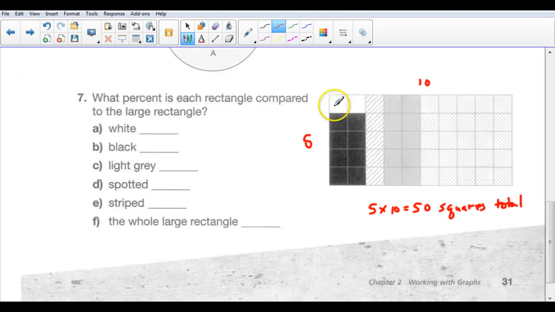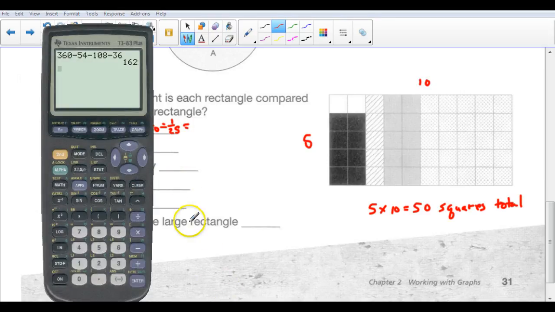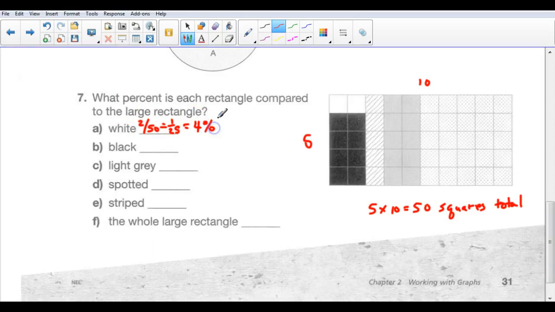So let's look for the white ones. Well, there's the white ones there. Out of 50, 2 are white. So we have 2 out of 50, which is the same as 1 out of 25 if we simplify the fraction. And if you want to know what percent that is, you just take 1 divided by 25. So we'll take our calculator, do 1 divided by 25 equals, and we multiply that by 100 to get a percent, because that's what a percent means, out of 100, and the answer is 4. So that is 4%. So that means 4% of this entire rectangle right here are those 2 white squares.